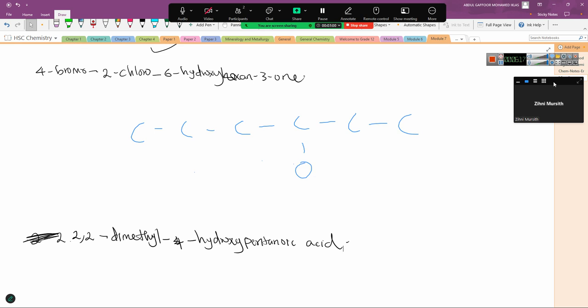And then you've got bromo on the fourth one, so we write Br here. You've got 2 chloro, so Cl. 6 hydroxy, 1, 2, 3, 4, 5, 6. Put a hydroxy, that means you have an OH in it. And then I believe that is it, so just fill the rest up with hydrogen.